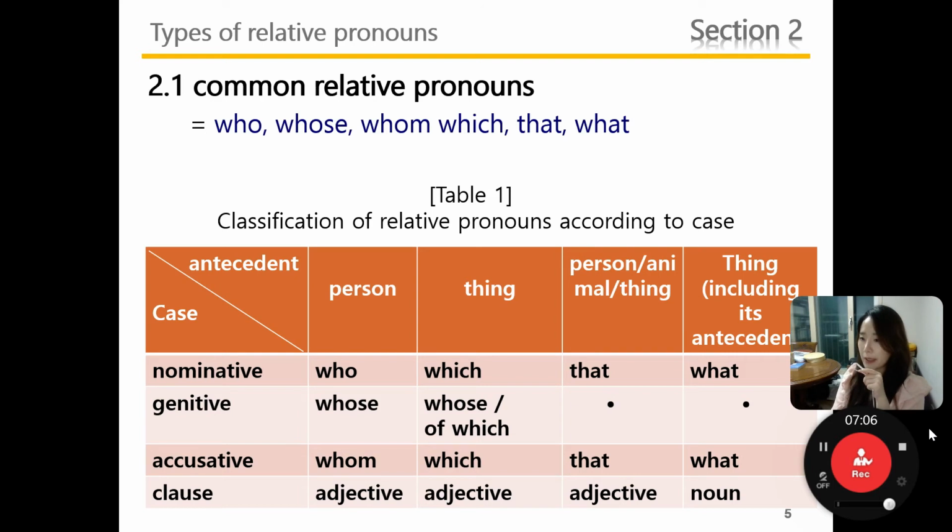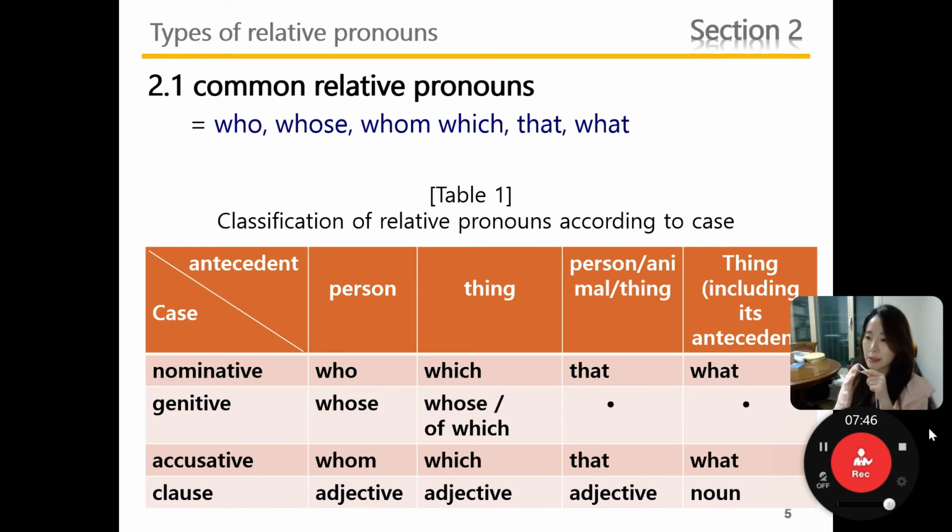From the perspective of traditional grammar, who occurs when the antecedent refers to a person, with each variant being who for a nominative case, whom for an accusative case, and whose for a genitive case. When the antecedent refers to an animal or an object, which occurs, with each variant being which for a nominative and accusative case, and of which or whose for a genitive case.